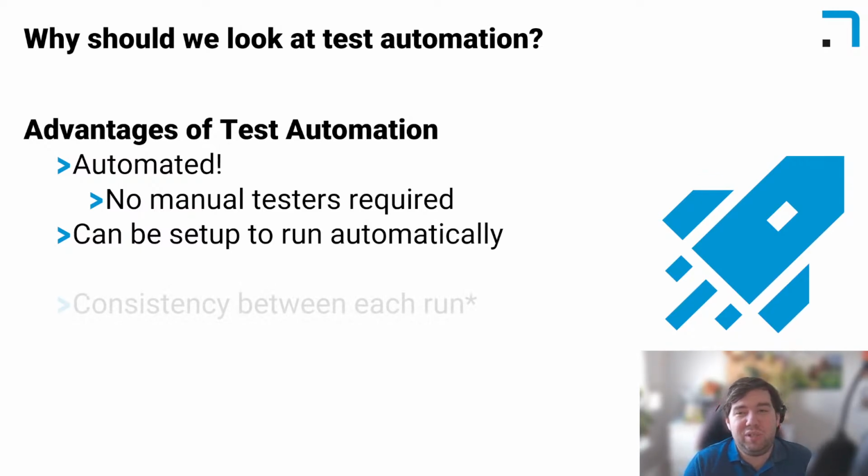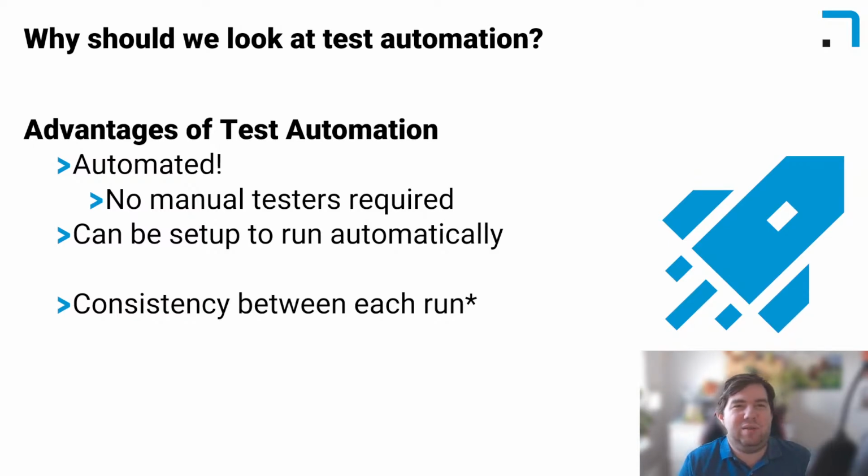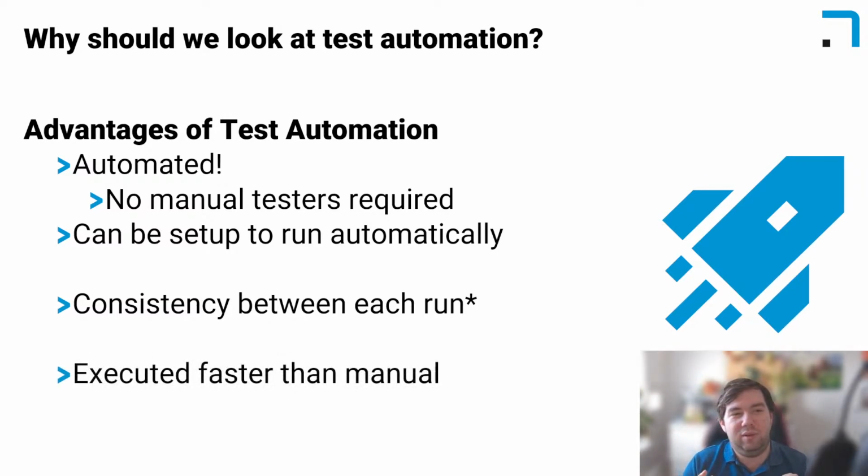Test automation also gives us a good deal of consistency between each run, especially if we're comparing it to that human element. Now, I do have an asterisk here, as there's not going to be 100% consistency. We're still going to get some weird race conditions or other errors that are out of our control. But we're going to have a great deal more consistency than just having regular manual testers perform the same sort of tasks. And another nice advantage is that automated tests are executed faster than manual.